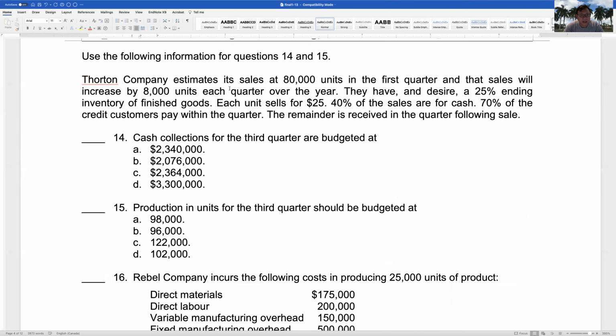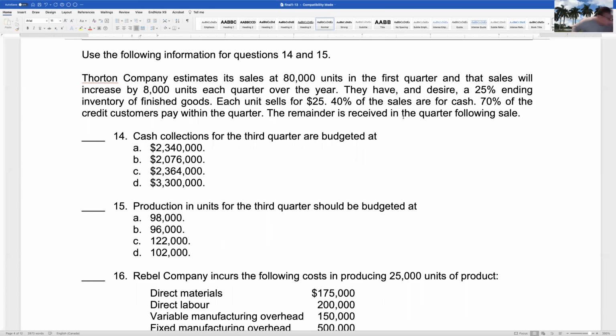Thornton company estimates its sales at 80,000 units in the first quarter, and that sales will increase by 8,000 units each quarter over the year. They have and desire a 25% ending inventory of finished goods. Each unit sells for $25. 40% of the sales are for cash. 70% of the credit customers pay within the quarter. The remainder is received in the quarter following the sale.